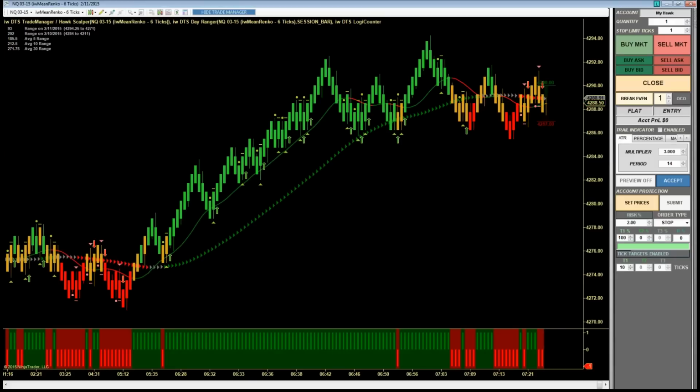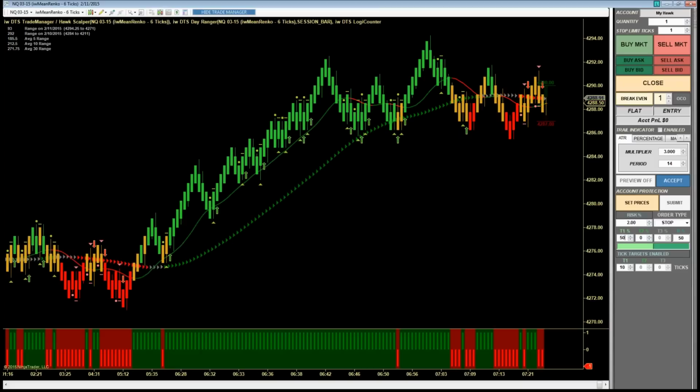Sam is asking, is the first target automatically calculated by the software? Well, Sam, what a fantastic question. I'm so glad you asked that. This is a feature here where you can preset your profit targets, and you can preset as many as 3 profit objectives, and you can even tell the software how you want it to divvy up the profit targets.